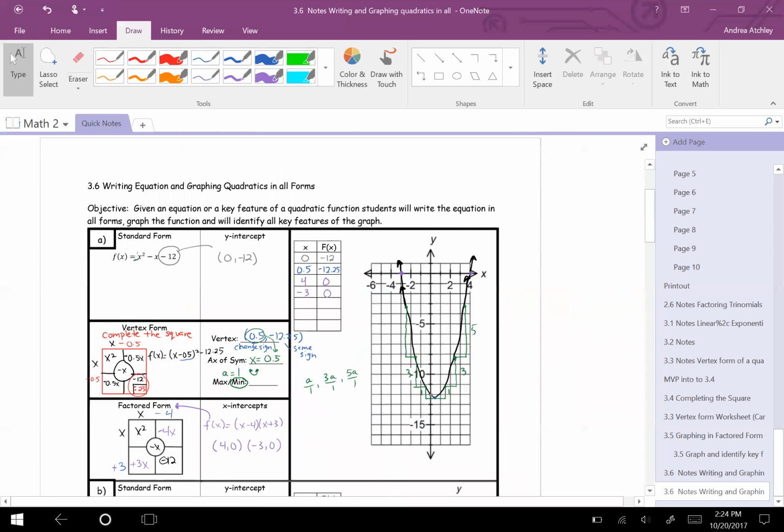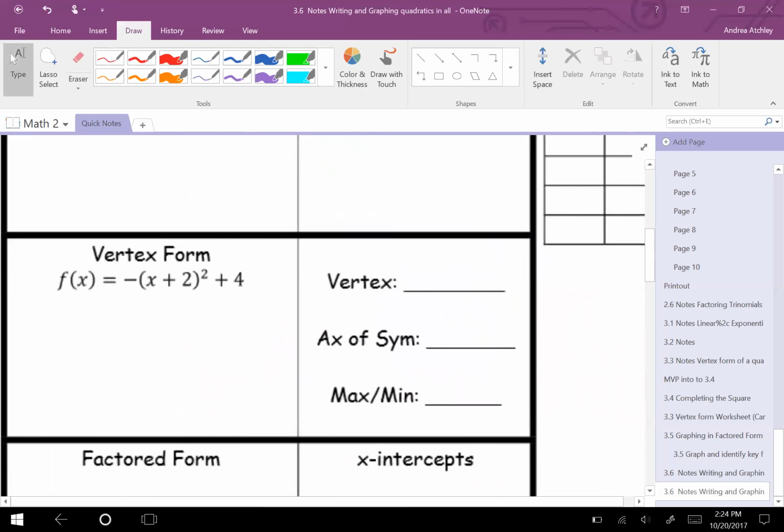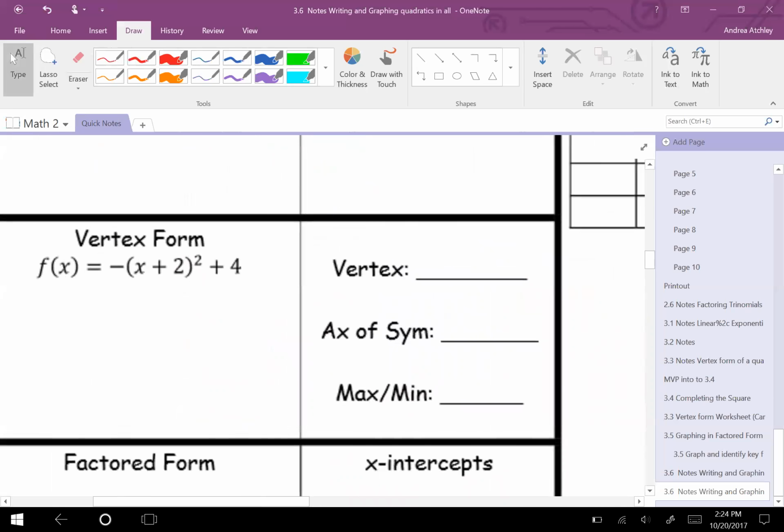Yes, look at us. We did one. Yay. Okay, we're going to do the next one. Go to B. You need to fix the vertex form here. Change yours to look like mine. You have a 3 here, make it a 4. That was a bad problem I gave you, so this will make it much easier. So everyone change that 3 to a 4.